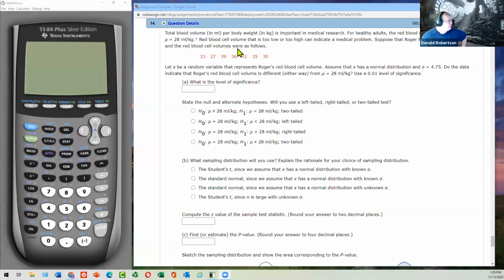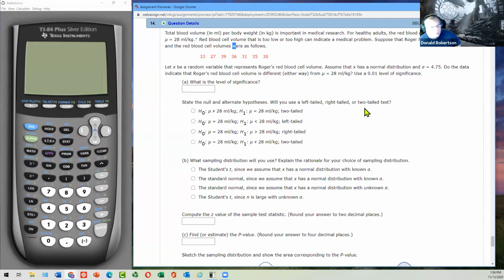Okay. If you're in the medical field, you may know this. I didn't. That the total blood volume per body weight in kilograms is an important thing in medical research. Healthy adults tend to have a particular number, around about 28. So if your total blood volume per kilogram is 28 or thereabouts, you're probably pretty healthy, right? Nothing, at least as far as your blood's concerned, is out.